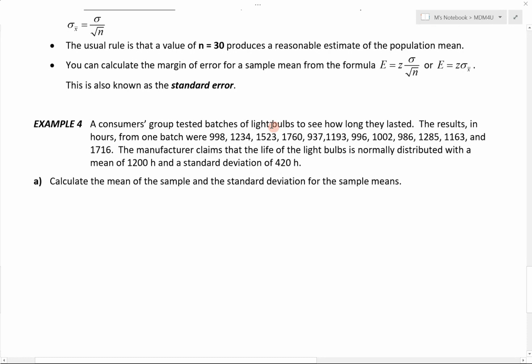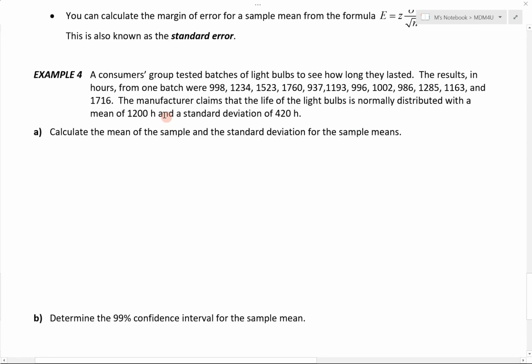Okay, so let's look at one more example. A consumers group tested batches of light bulbs to see how long they lasted. The results in hours from one batch were the following. So all these different results for the hours of a light bulb lasting. Okay, the manufacturer claims that the life of the light bulbs is normally distributed with a mean of 1,200 hours and a standard deviation of 420 hours. So these represent our population mean and standard deviation. So calculate the mean of the sample and the standard deviation for the sample means.